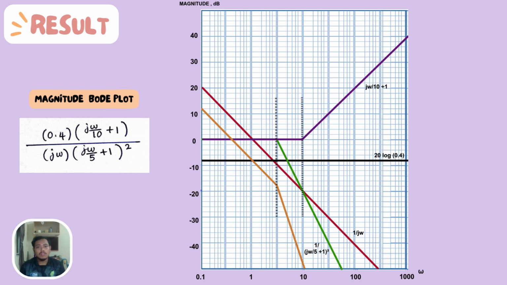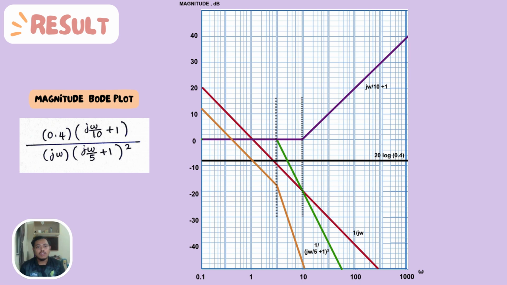Next, the third vector is pole at origin and the value is 1 over j omega. So we plot at 0.1 radian per second at 20 dB and 10 radian per second at negative 20 dB. After that, we draw a straight line from 20 dB to negative 20 dB, so the red line is a pole at origin.